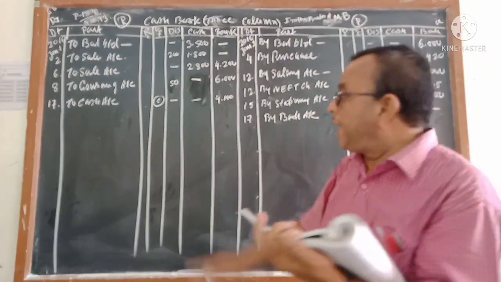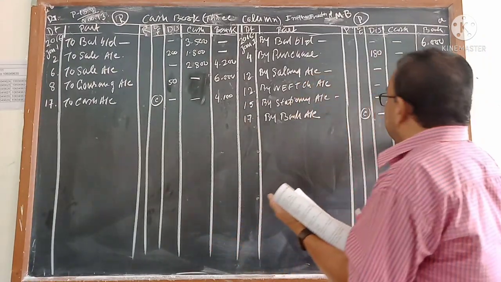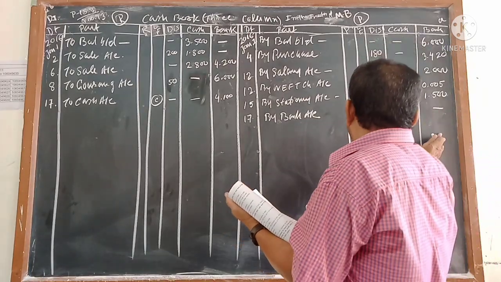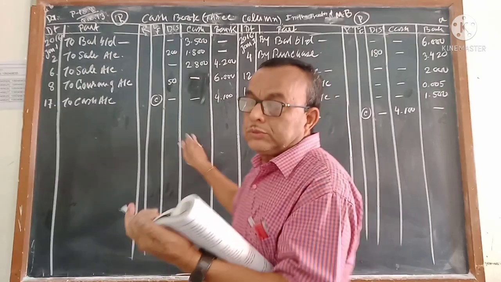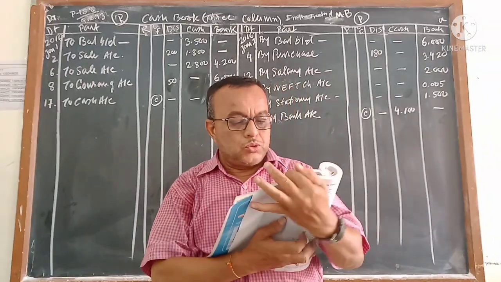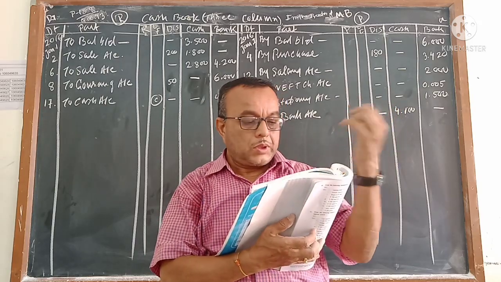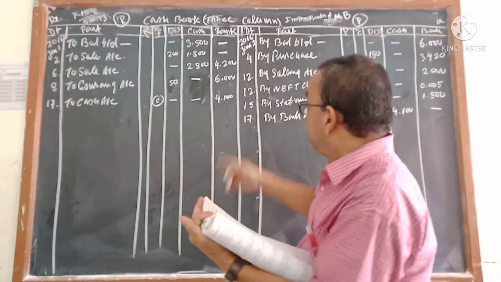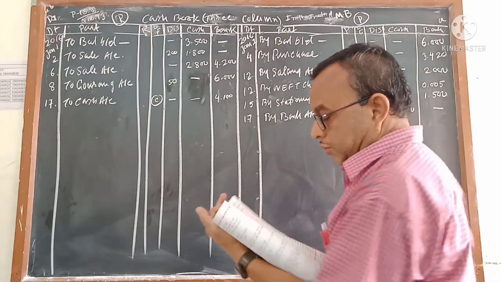Cheque deposited to the bank. The bank column will be debited, and the cash column will be debited. Cheque withdrawn from bank, so debit here, debit here. So number 17, 4,100 deposited to the bank. Bank is debited and cash is debited.